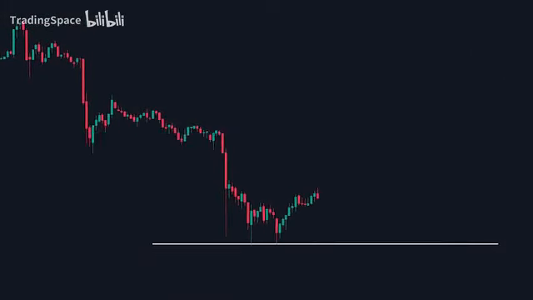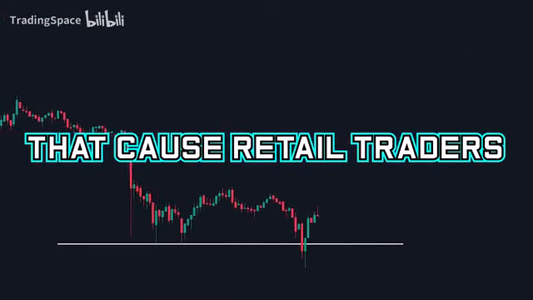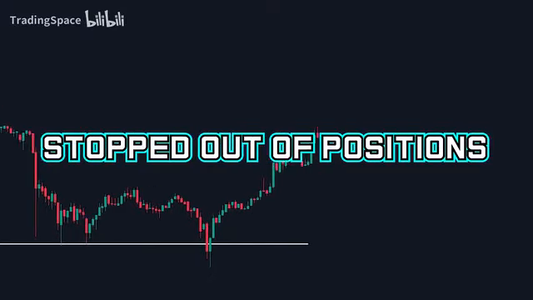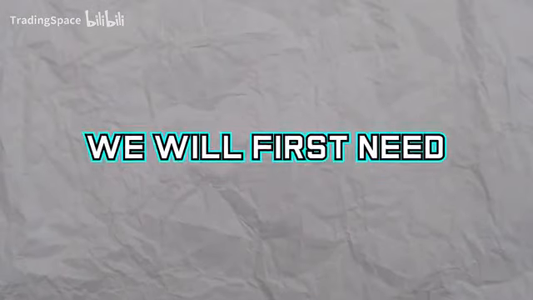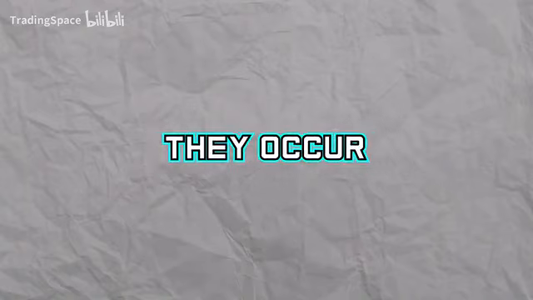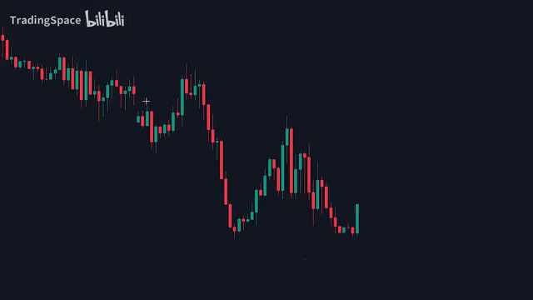Liquidity hunts are one of the most common phenomena in the market that cause retail traders to get stopped out of positions. To avoid liquidity hunts, we will first need to understand why and how they occur. To explain this, let's use an example.